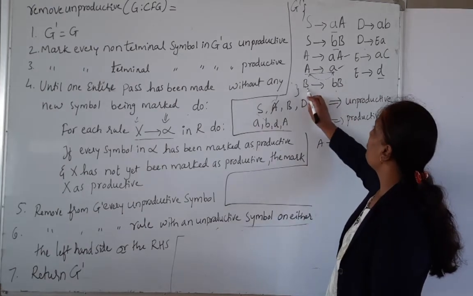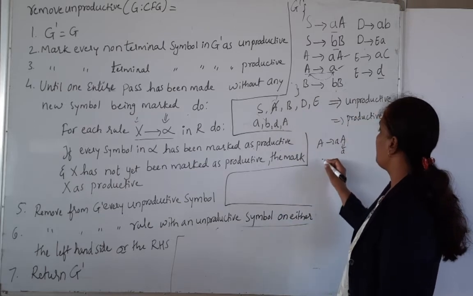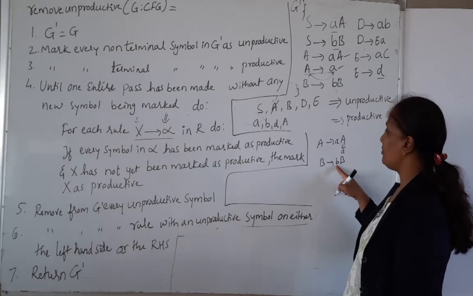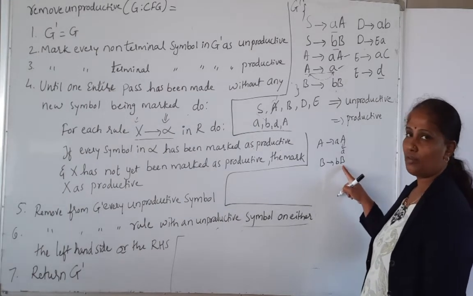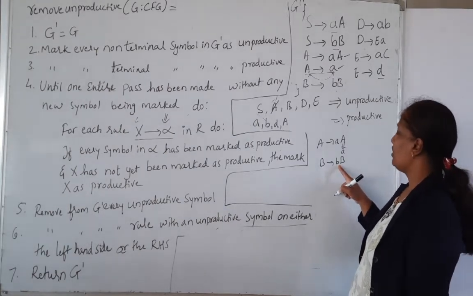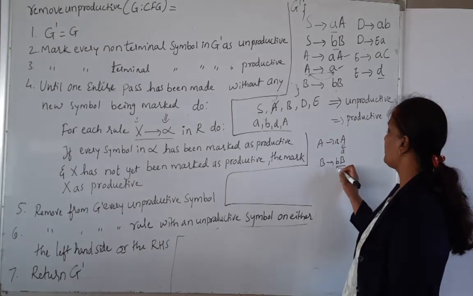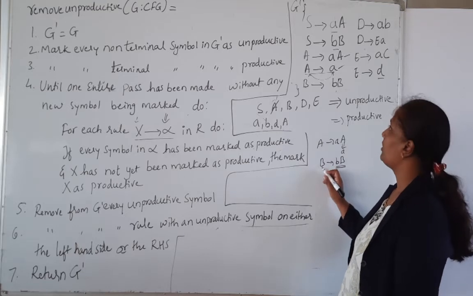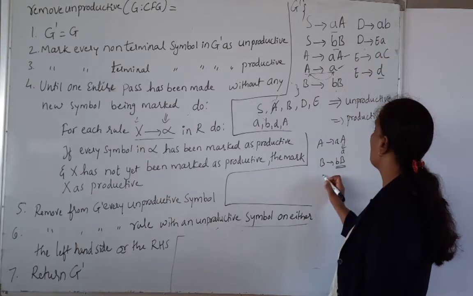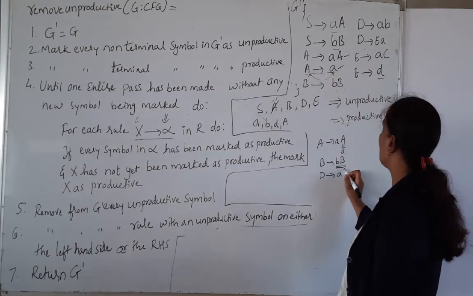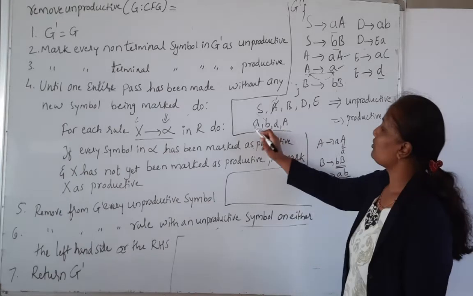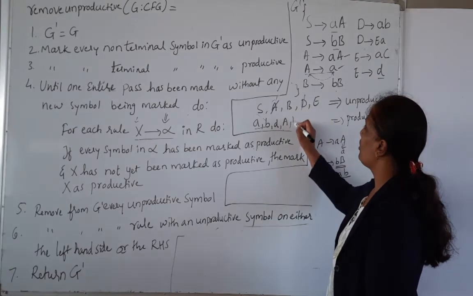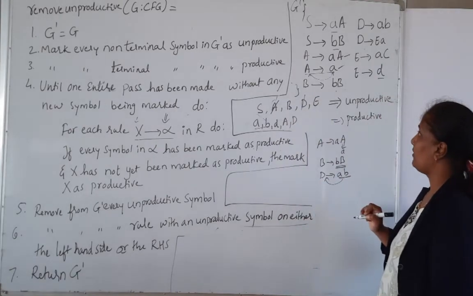Next, B produces BB is there. So B produces b is there, where b is a productive symbol and this capital B is an unproductive symbol. So on the right side it is not generating only productive symbols. So I will not mark this B as productive. Next, check the next production where D produces AB, where A and b are marked as what? The productive symbols. Based on that, I can mark D as productive. So I will make an entry of this D in the productive list.